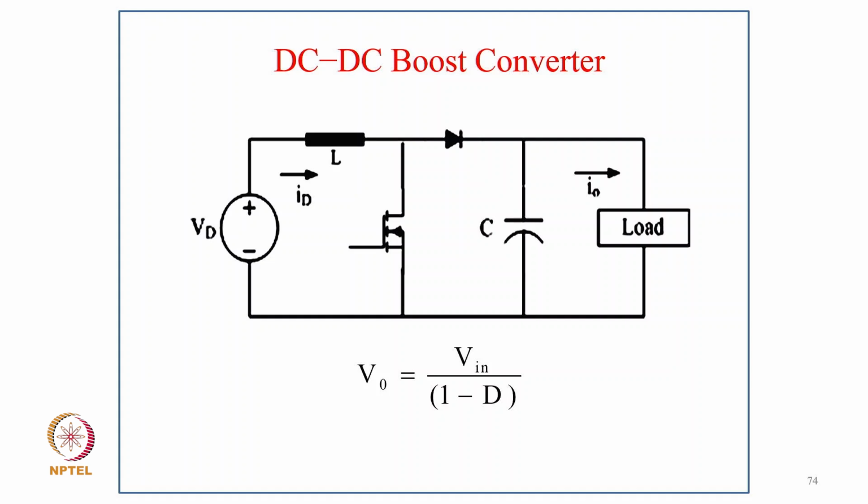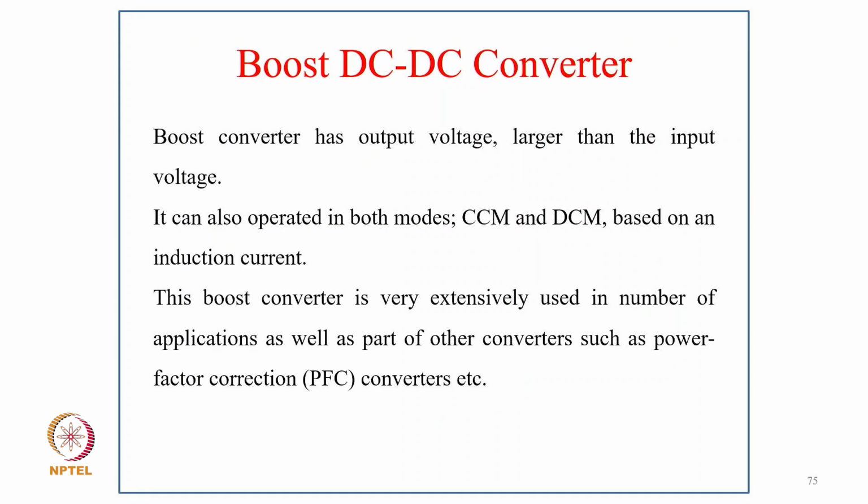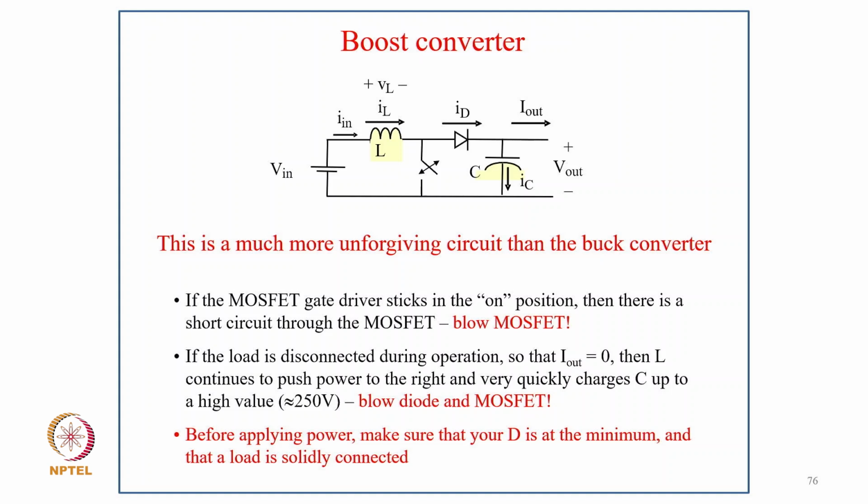So the output voltage for continuous conduction of the inductor is Vout = Vin/(1 - D). The boost converter has an output voltage larger than the input voltage, and it can operate in both continuous conduction mode and discontinuous mode, based on the inductor current. This boost converter is used extensively in a number of applications, as well as part of other converters such as the power factor correction converter.